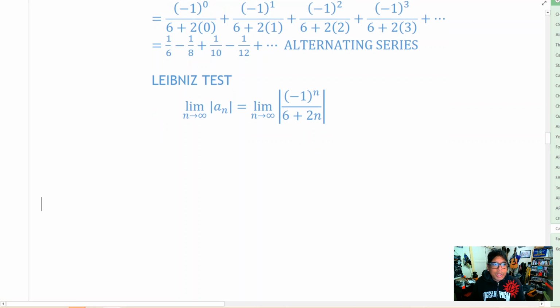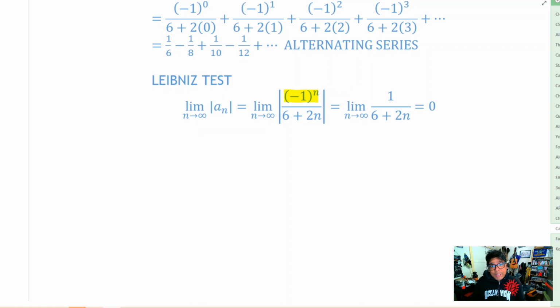For us, that means we're going to take the limit as n approaches infinity of (-1)^n over 6 plus 2n. Now, the only part of this general term that makes our general term negative is this (-1)^n power. So what's commonly done is we'll just go ahead and replace that with 1. And now we have positive terms. Now, as n goes to infinity, our limit is 0.